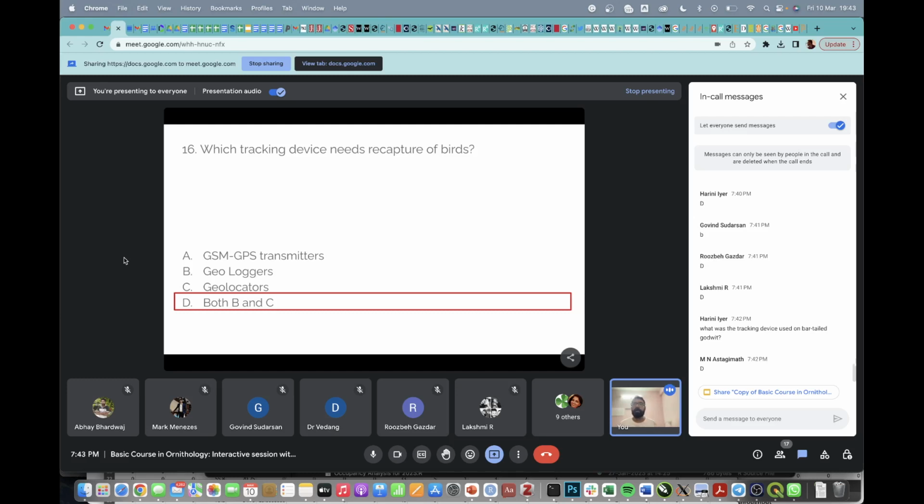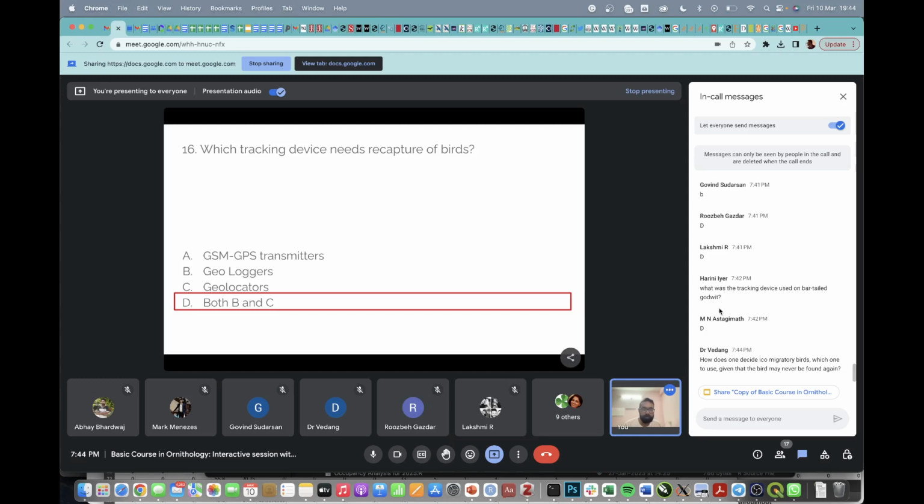So yeah, a lot of tracking devices are just lost in nature because a lot of these birds don't come back. But still, for our system of study, it's said that 50% of geologgers are lost because the birds are never retrieved, so recaptured. Harini, I'm really not sure what was used in the bar-tailed godwit. Probably you can look into the study and see what was used.